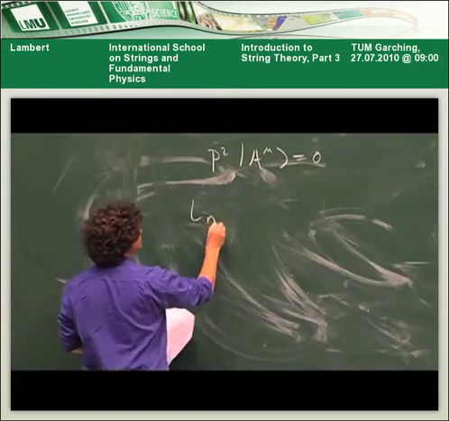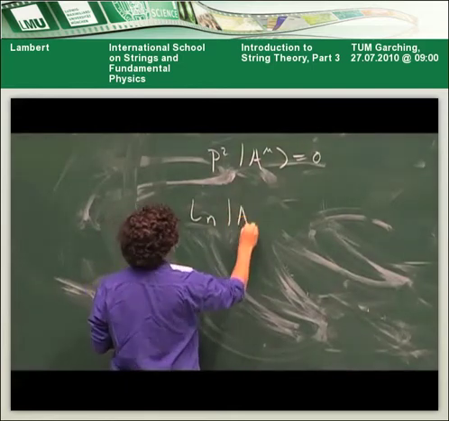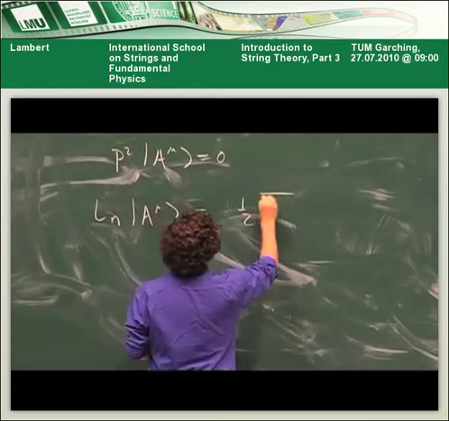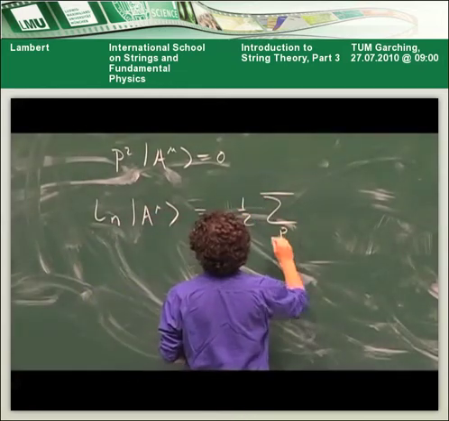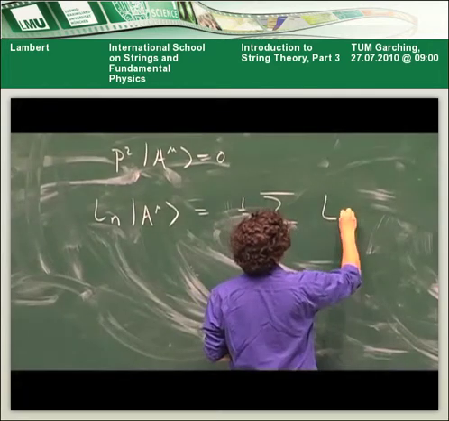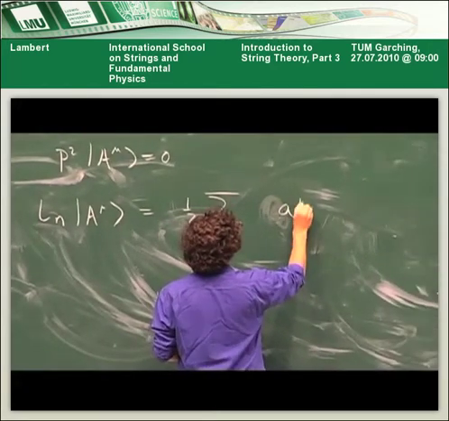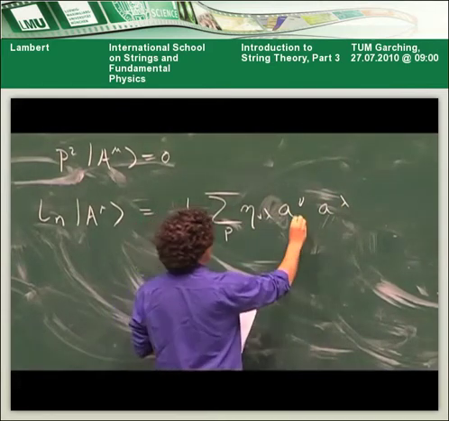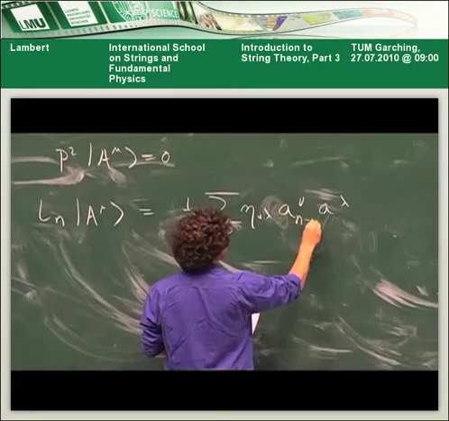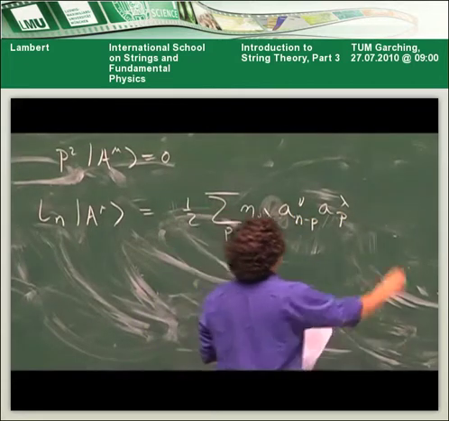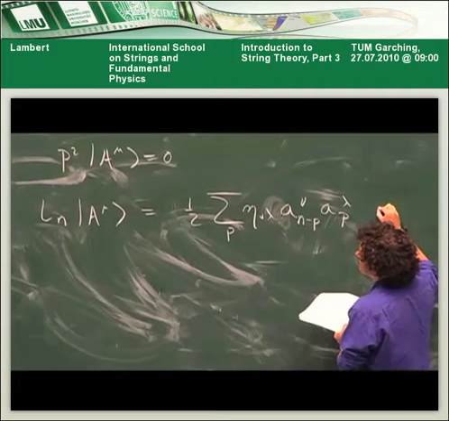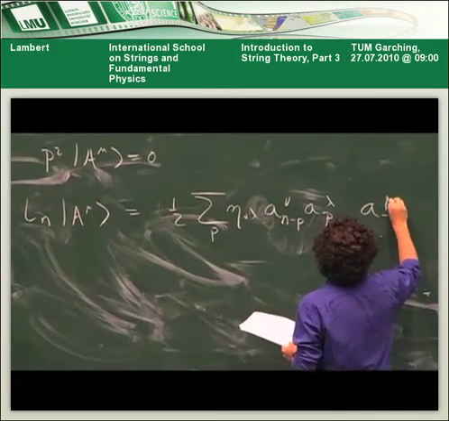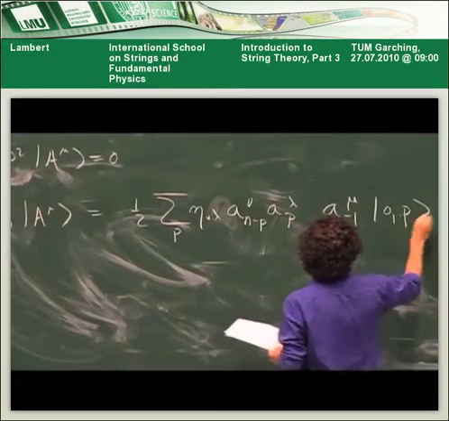So L_n on this is what? Well, 1/2 sum over p of A_ν^λ, η_νλ, and then I have n minus p, p, and that's just the definition of L_n, and then I put in my A_{-1}^μ, p.